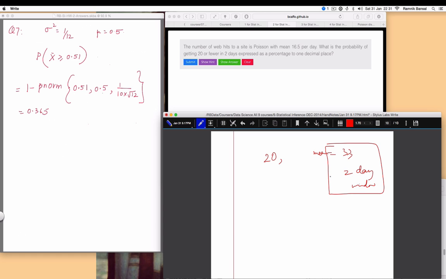So my 1 day window was 16.5. Then the 2 day window will straight away become 33. That is the mean. So if I just say P poise 20 comma 33, I get my answer. 33.